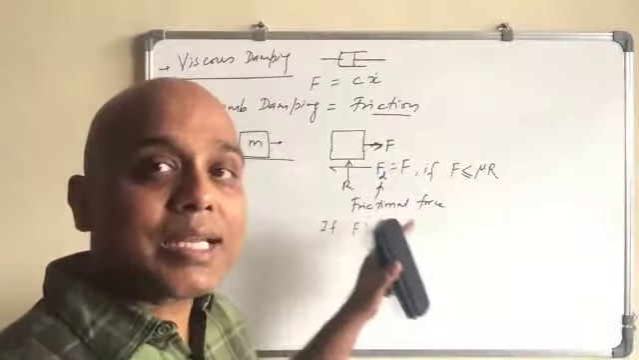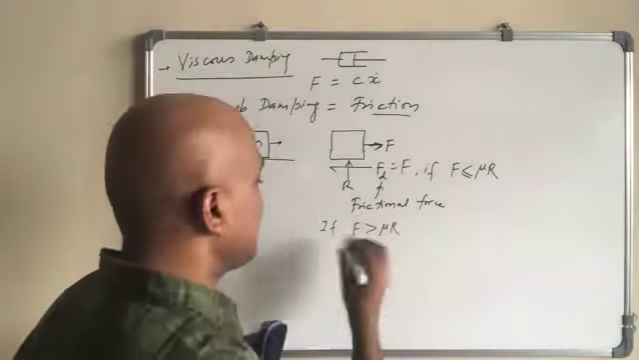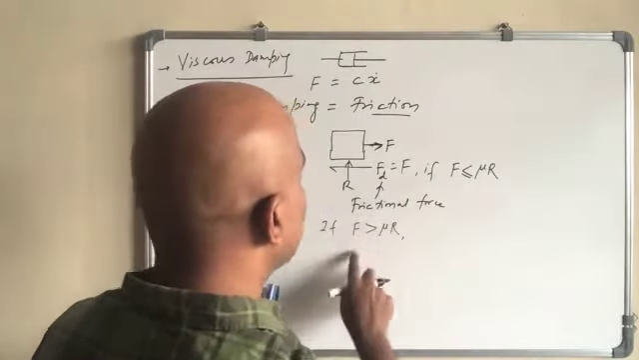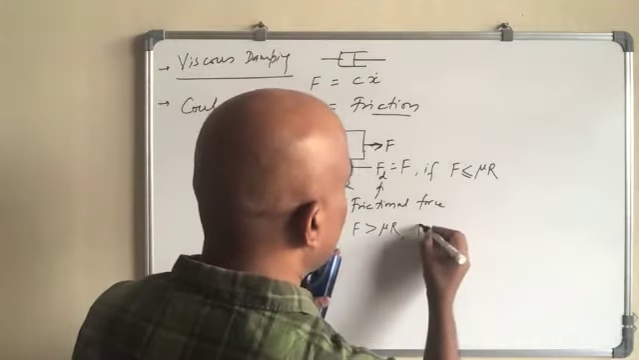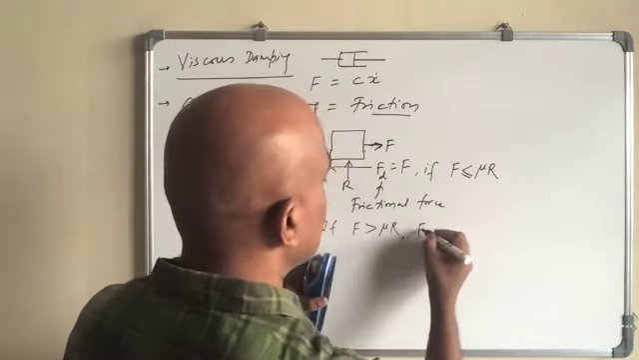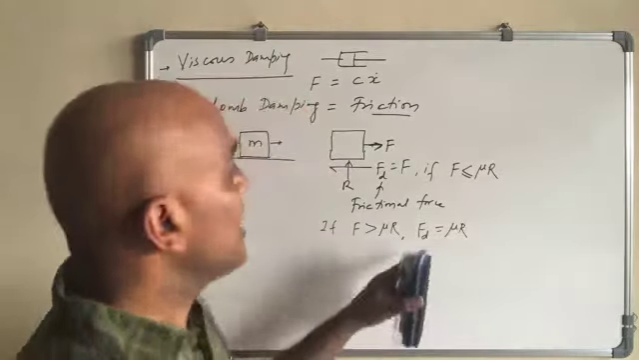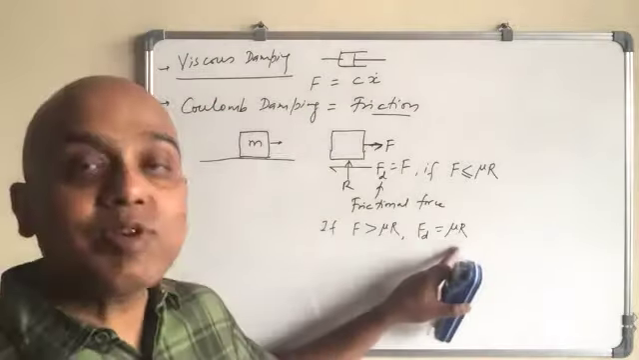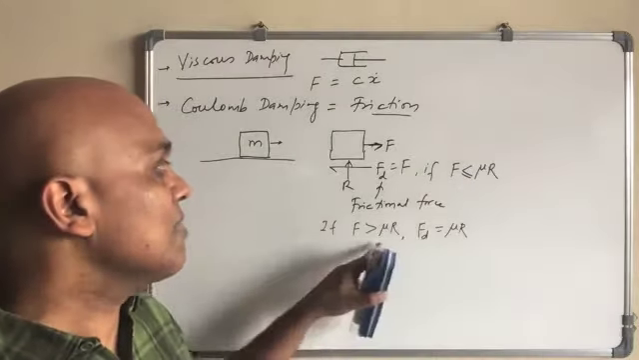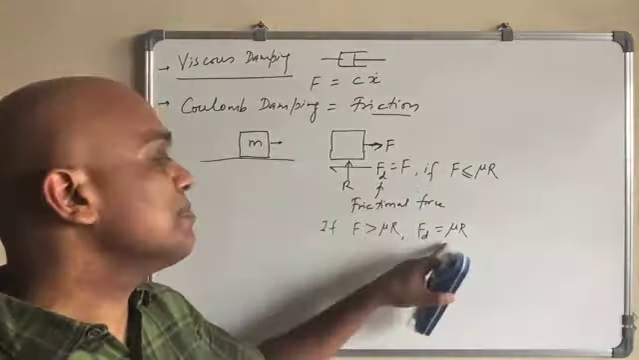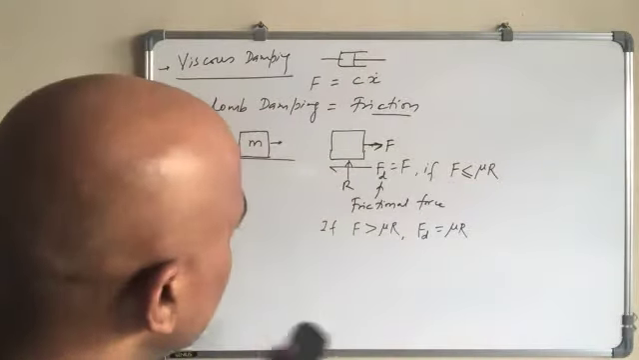So assuming that the dynamic and static friction are both the same for this case, if F is greater than mu R, then Fd will be equal to mu R. So the Fd max is mu R. So Fd equals F as long as F is less than mu R. However, Fd can be maximum mu times R only. Here we are assuming both static and dynamic friction are the same.